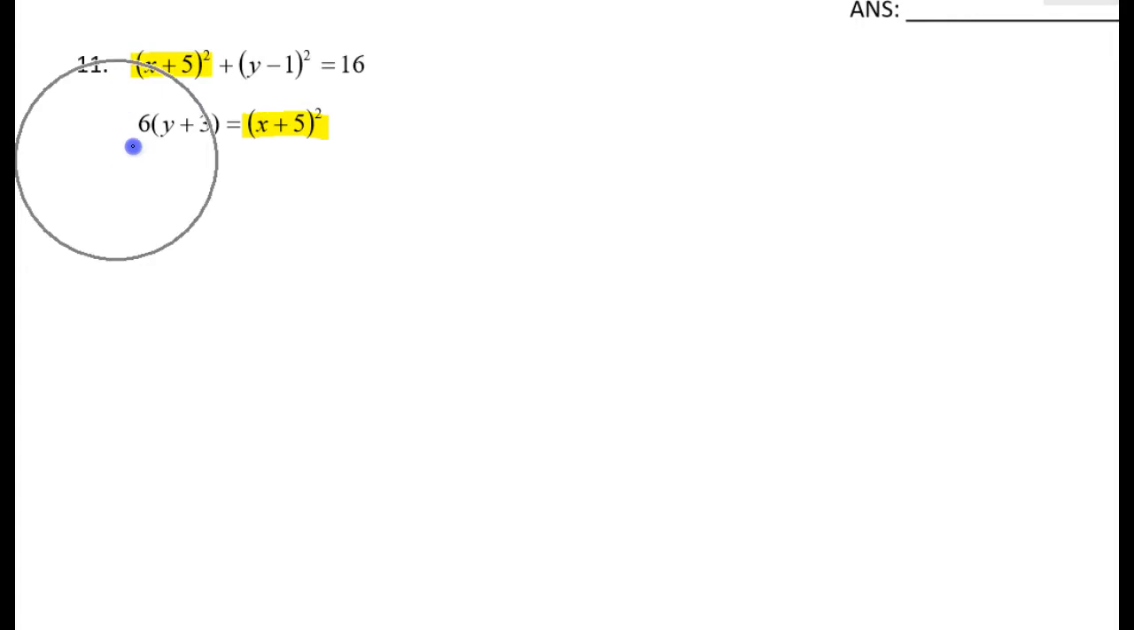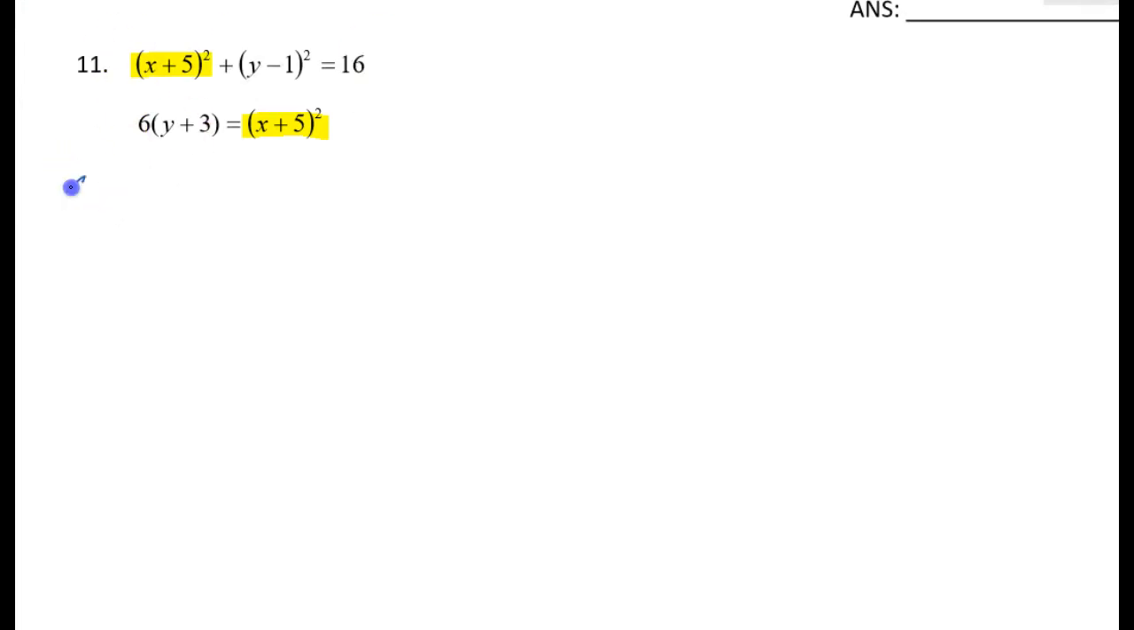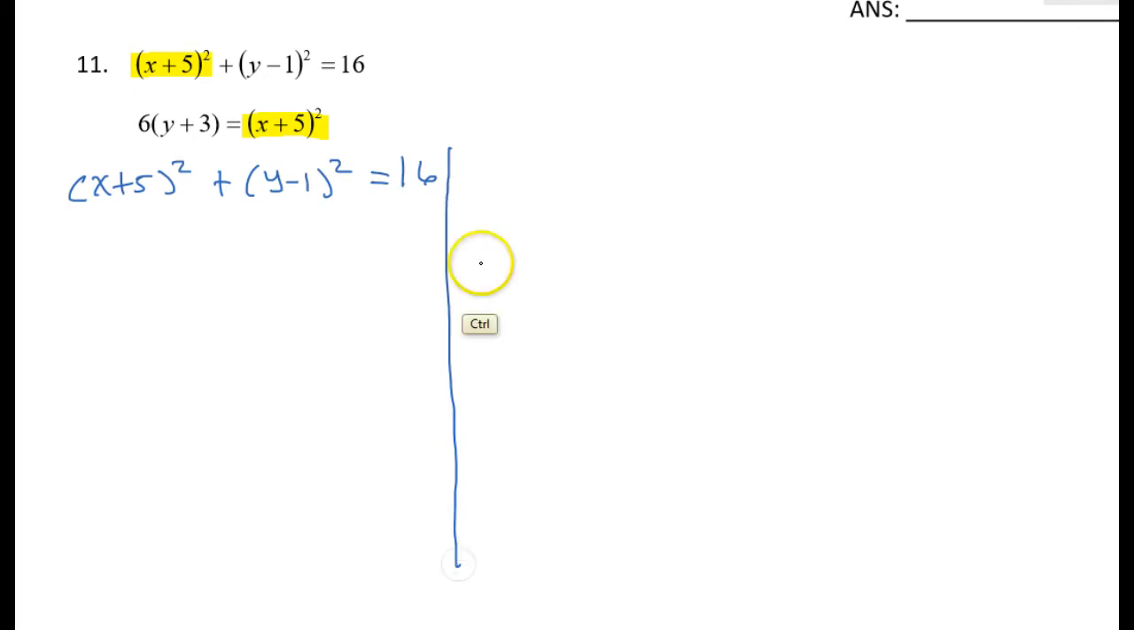So what I like to do is I like to write the equations side by side right from the beginning. You see, I'm going to plug this in. You know what? I think I'm just going to write it in order. So my first equation is x plus 5 squared plus y minus 1 squared is equal to 16. Okay, I'm drawing the line here.